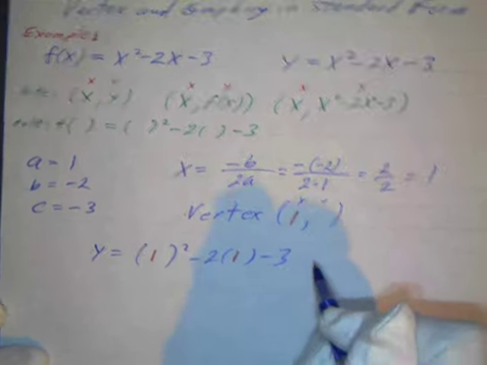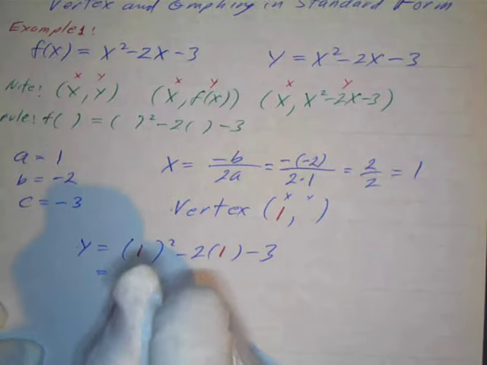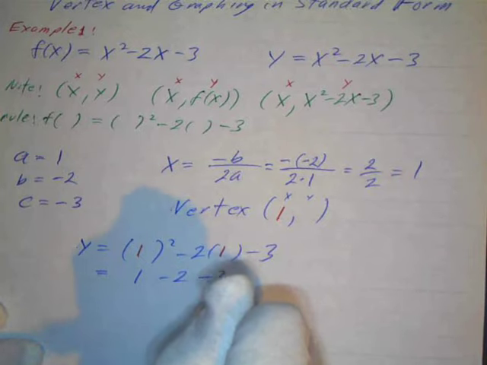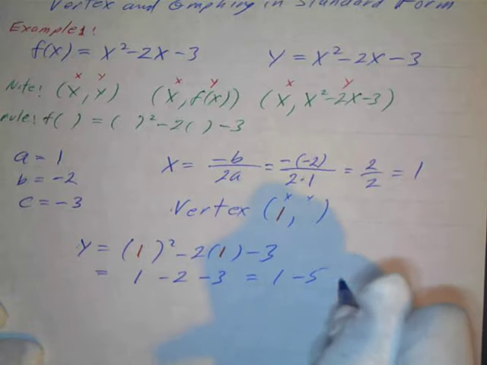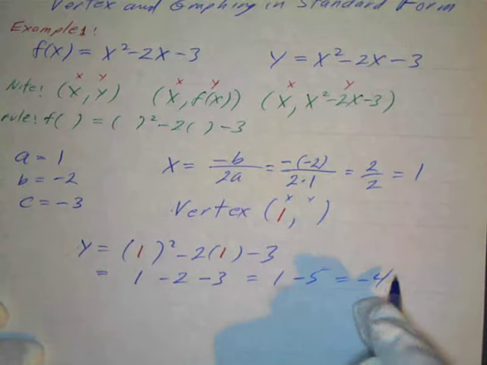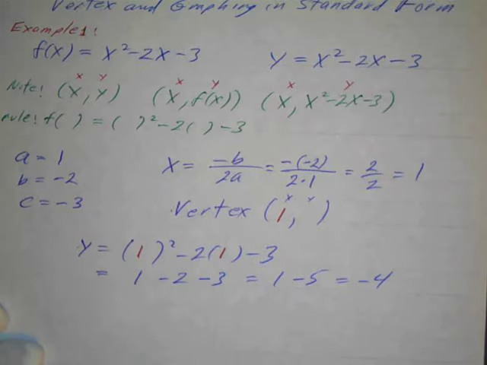And that's going to be, what's 1 squared? 1, minus 2, minus 3, or 1 minus 5, which is a 1, and a negative 5 is a negative 4. So that means that the y value will be negative 4. That's all there is to it.